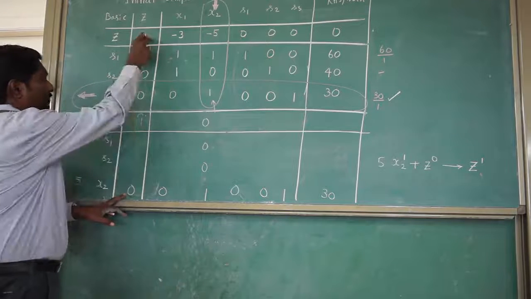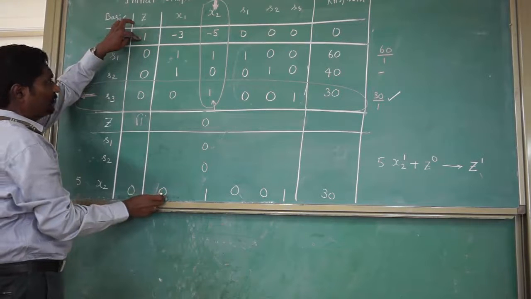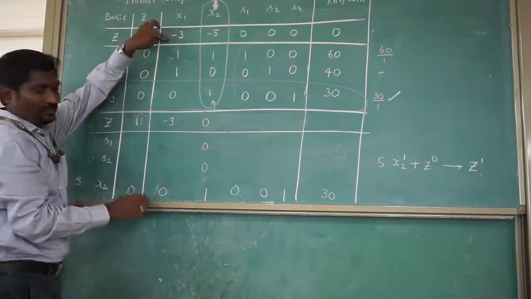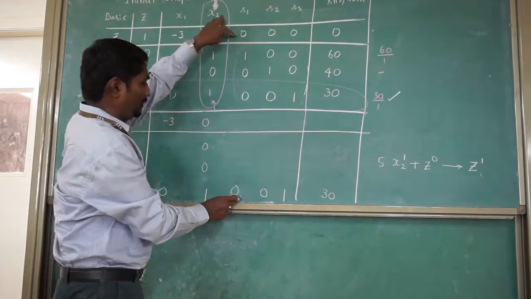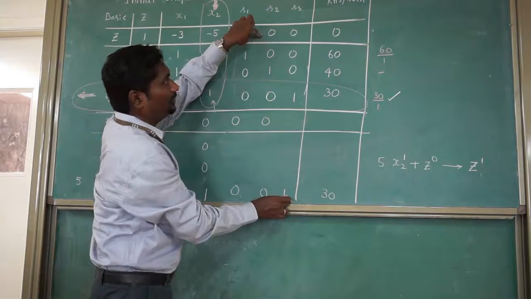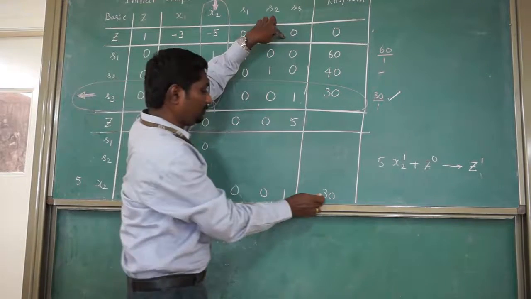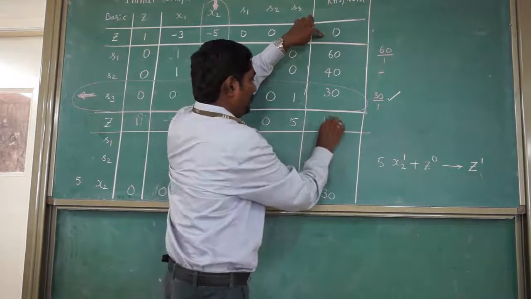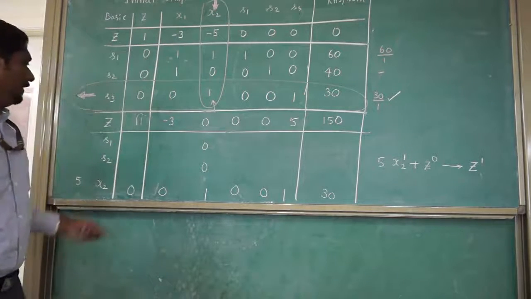Multiply this by 5, add to this, multiply this by 5, you will get 5 into 0 is 0, 0 plus 1 is 1. Multiply this by 5, you will get 0, then add to this, you get minus 3. Multiply this by 5, add to this, you get 0. Multiply this by 5, add to this, 0. Multiply this by 5, add to this, again 0. Multiply this by 5, add to this, 5 into 1 is 5, plus 0 is 5. Multiply this by 5, you get 150, plus 0 is 150. This is for the objective function row in the next iteration.